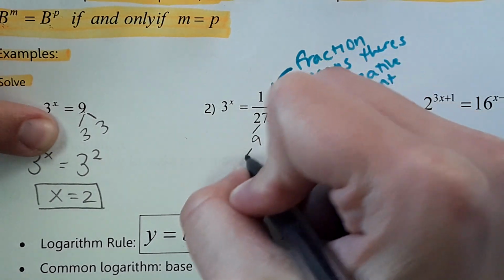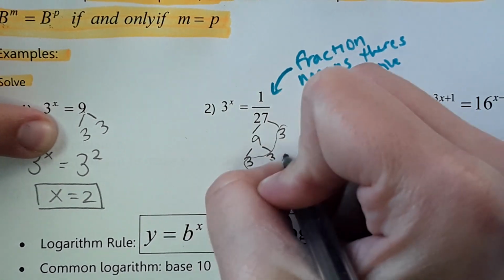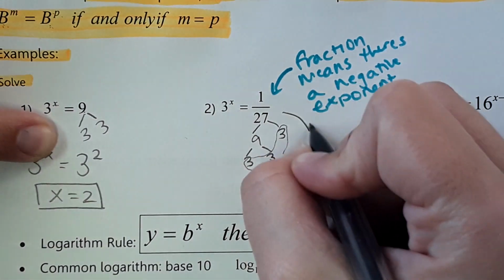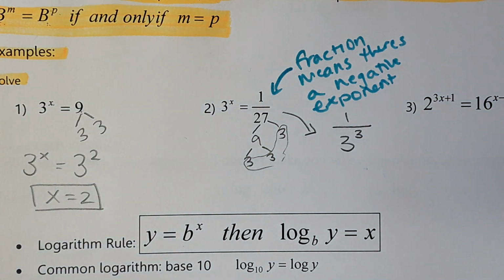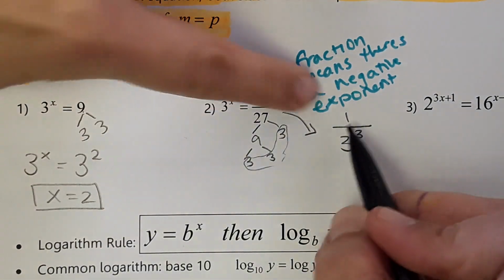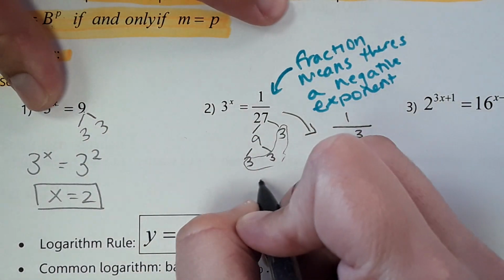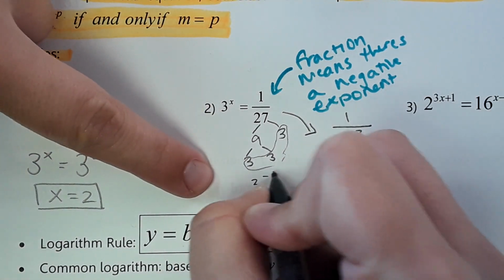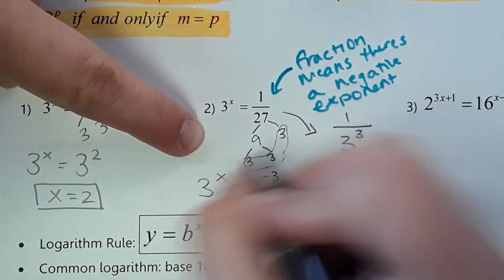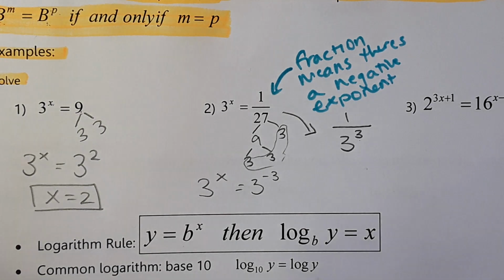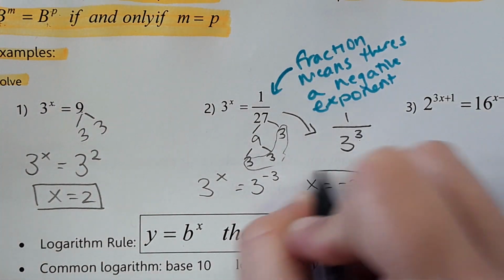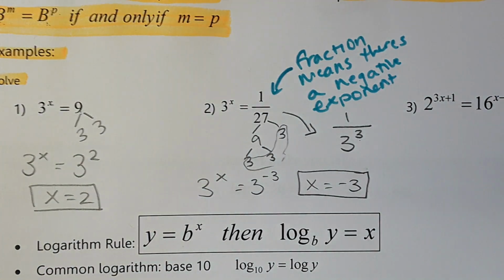If I break up 27, there are 3 3's. So 1 over 27 would be 1 over 3 to the third power. And then from here, this means negative exponent, so 3 to the negative third equals 3 to the x power. And then x equals negative 3. Next one.